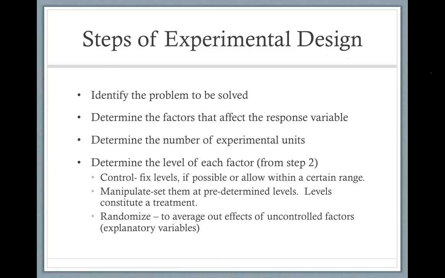Next, you want to manipulate. You could either manipulate them or set them at predetermined levels, and these levels themselves would constitute a treatment. Another way to determine the level of each factor is to completely randomize everything, and assuming that this is going to average out the effects of your uncontrolled factors on your variables.